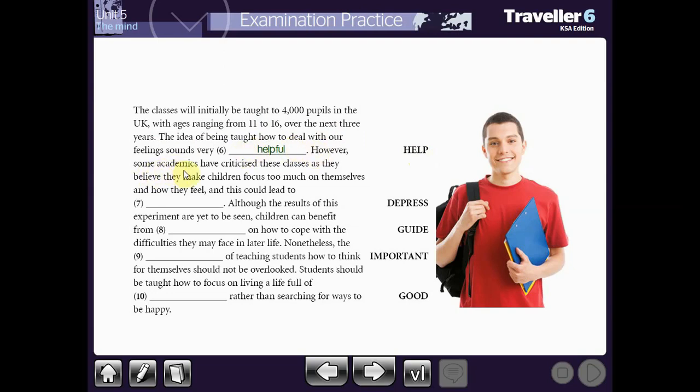However, some academics have criticized these classes as they believe they make children focus too much on themselves and how they feel, and this could lead to depress. Depress here is a verb. What is the meaning of depress? It means to cause someone to feel unhappy and with no hope for the future.